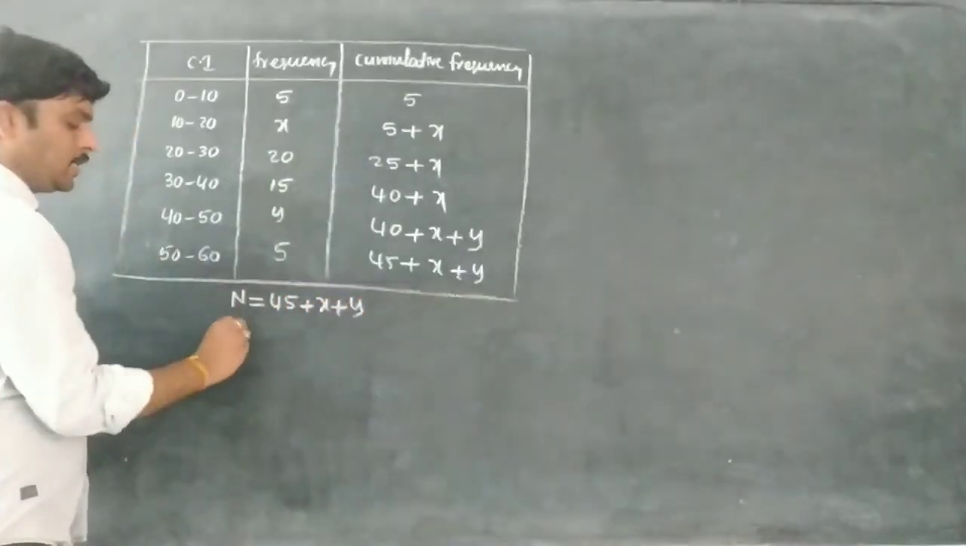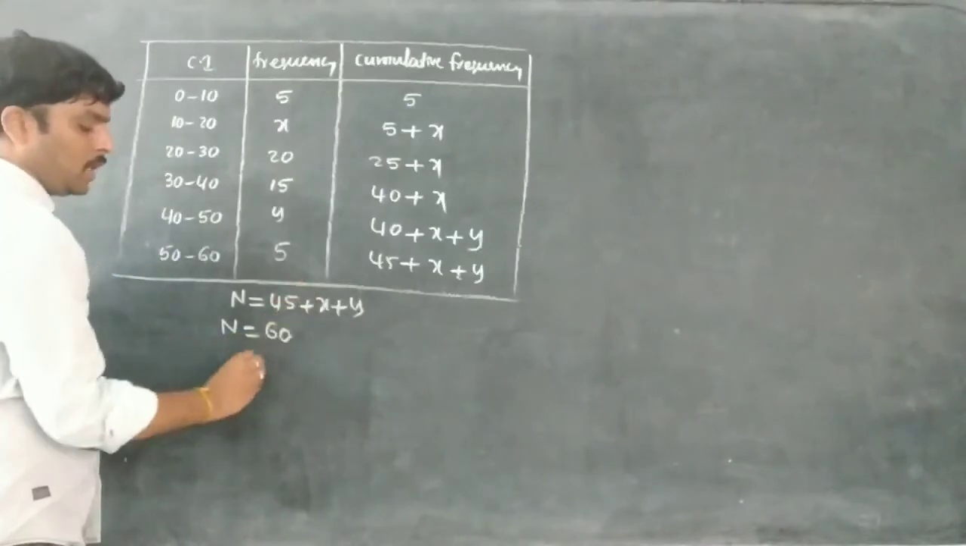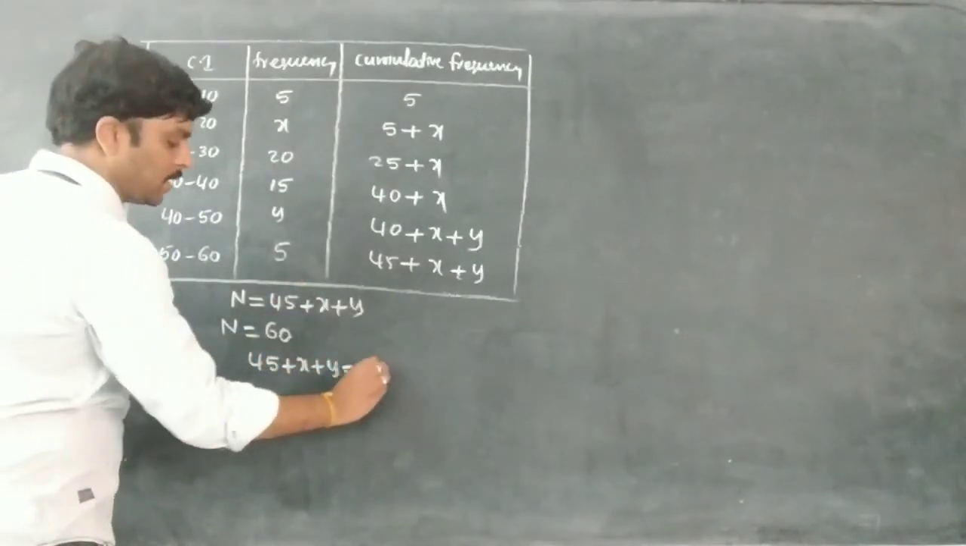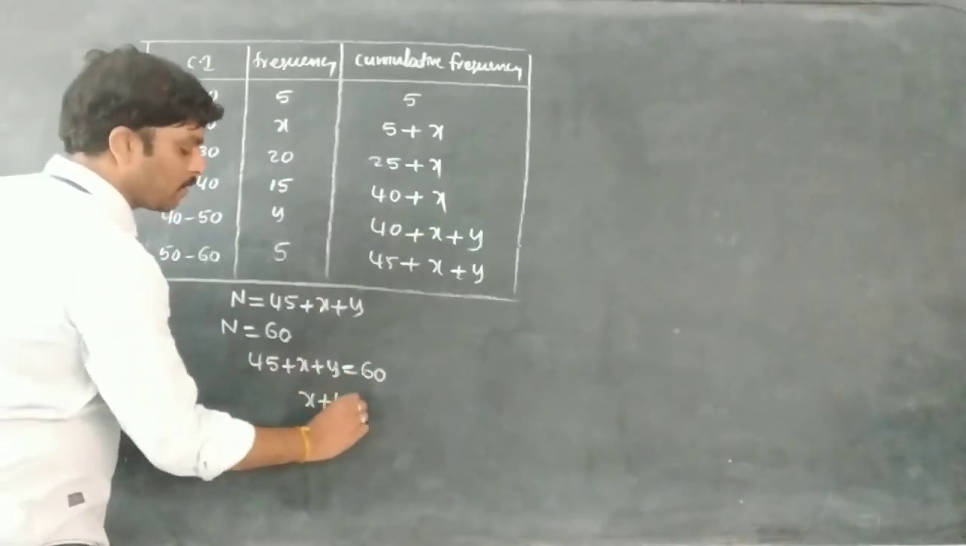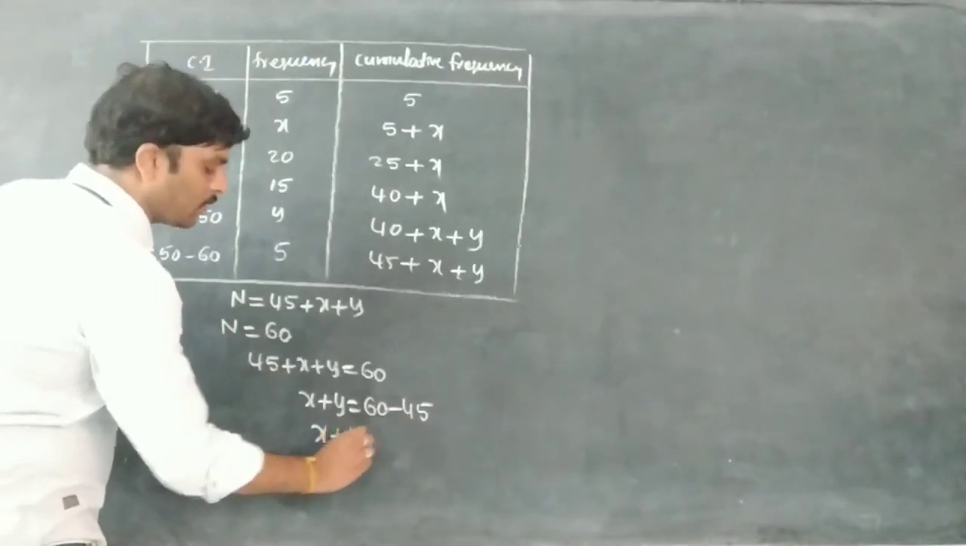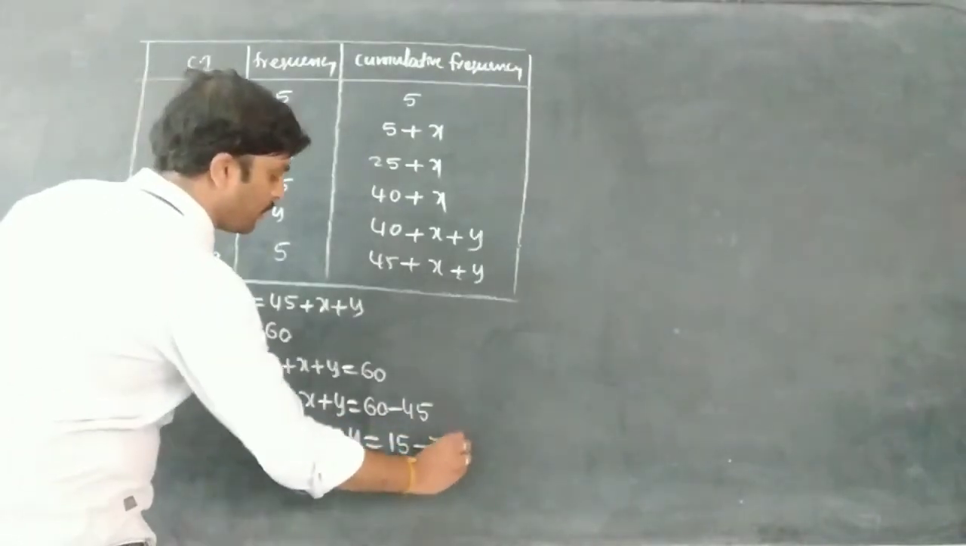But given n is equal to 60. So both of them are equal. 45 plus x plus y is equal to 60. Now x plus y is equal to 60 minus 45. X plus y is equal to 15. This is equation number 1.